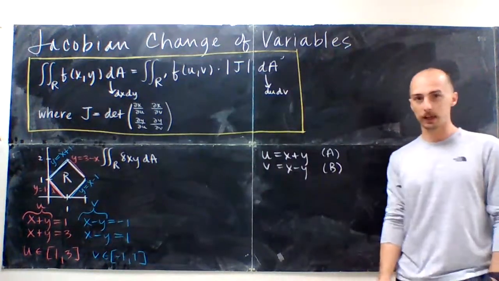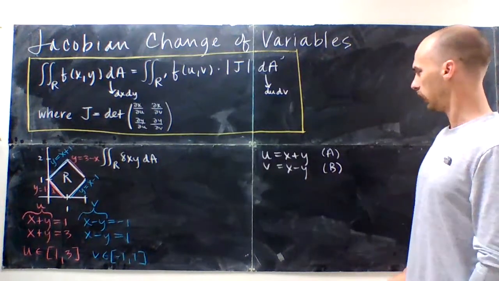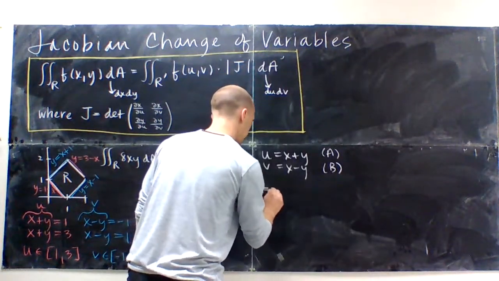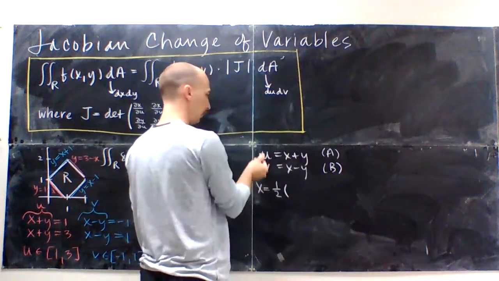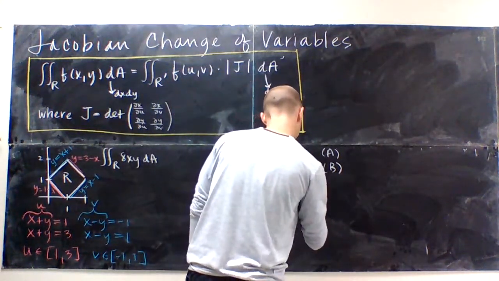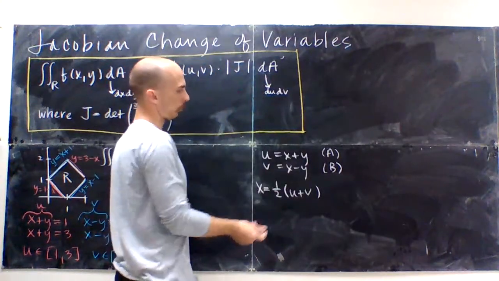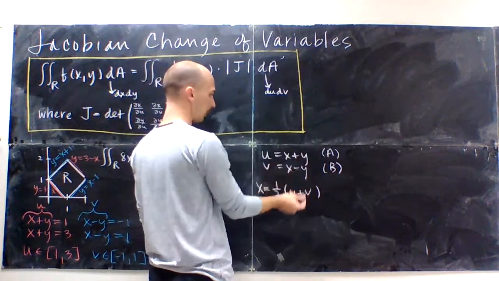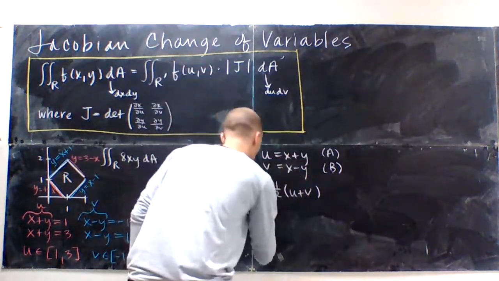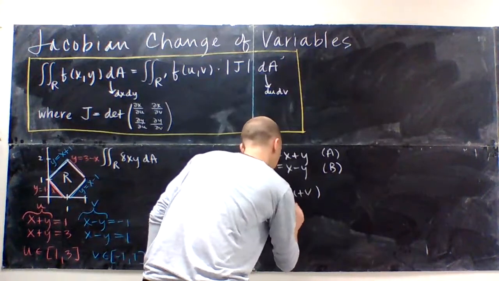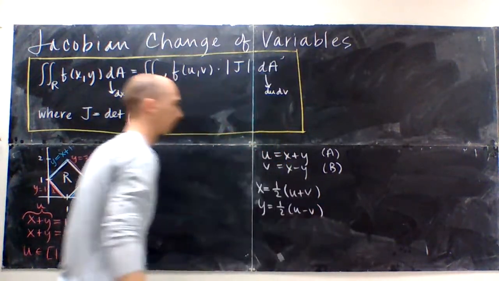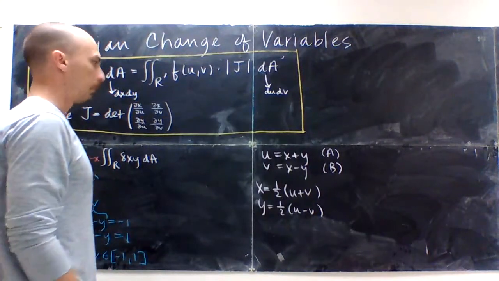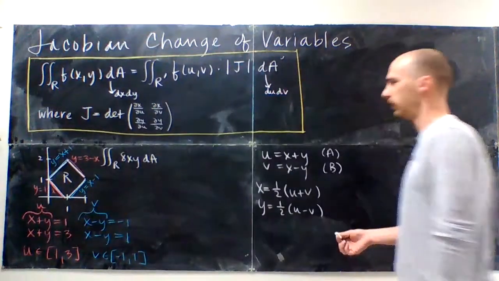If I add equation A and equation B, I'll get that 2x is u plus v. So x is equal to half of u plus v. And then if I subtract equation A minus equation B, I'll have y minus a negative y, so 2y is u minus v. So y is half of u minus v. Okay, now I can take my partials and set up my Jacobian matrix.